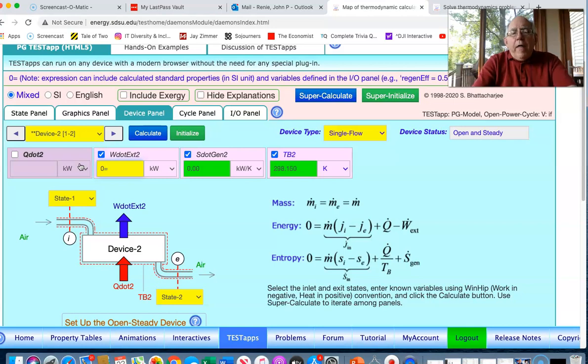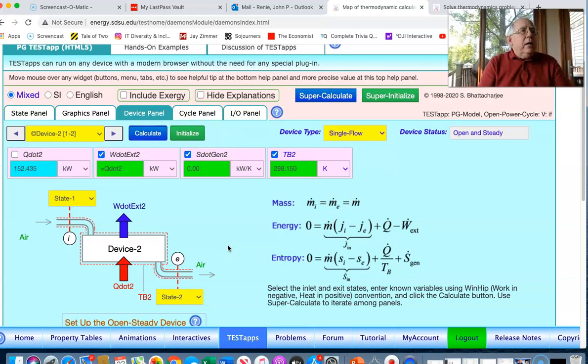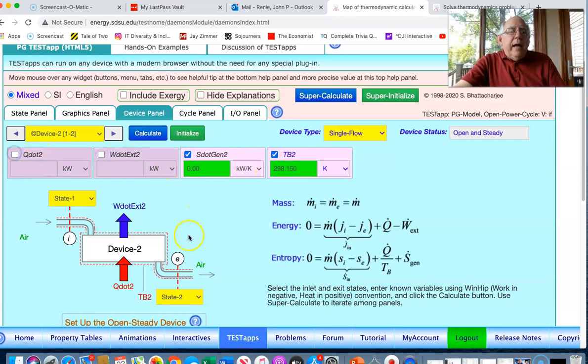You know that because of the energy balance. Because it's constant temperature, you know that the heat transfer and the work are the same. And so I could actually put in here Q dot 2. And upon doing that and calculating it, it then calculated what that heat transfer was.